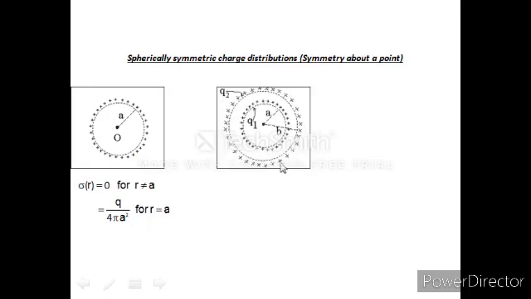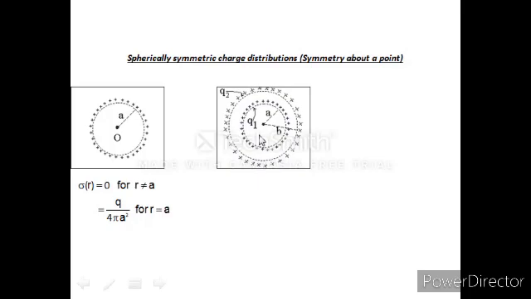And this is an example of a symmetry about a point or spherical symmetry. There could be other examples even. Instead of having a single spherical surface, we can have two or more spherical shells. Just see this example. Here we have two concentric spherical shells, one of radius A having charge Q1, the other of radius B with charge Q2.